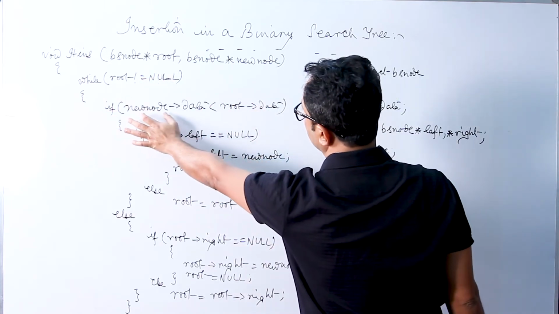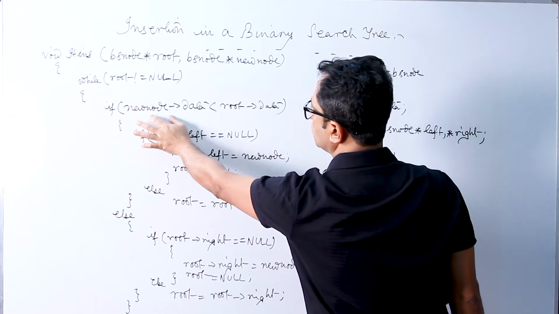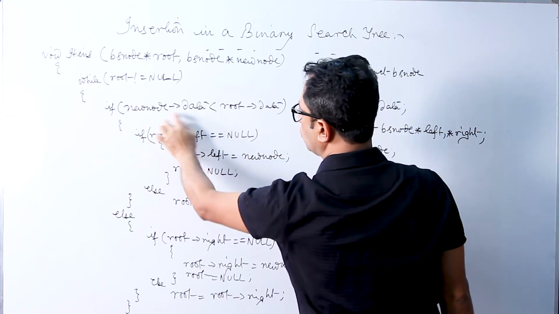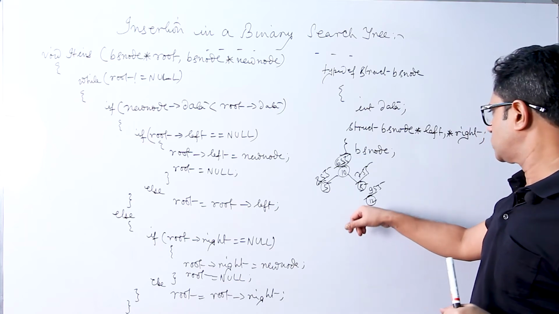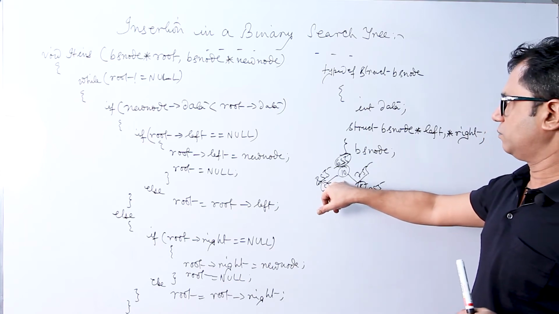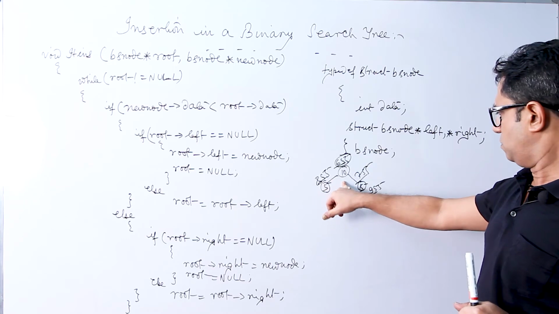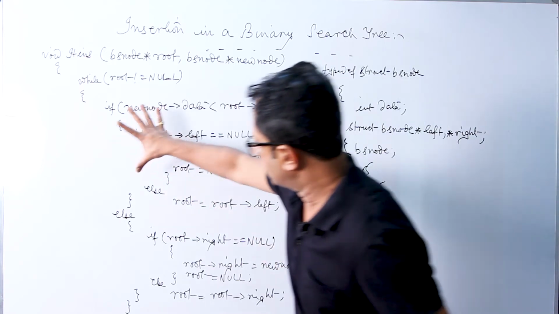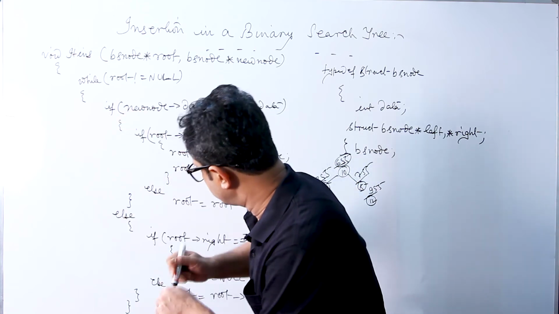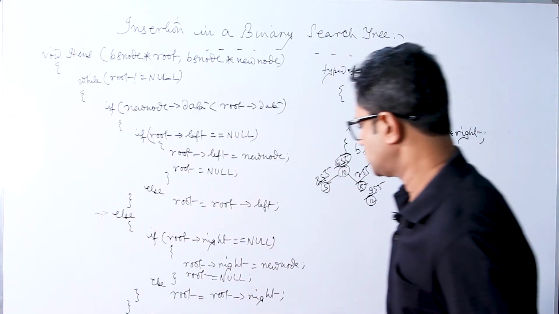After that we have written if new node data less than root data. So new node data is 12. Is it less than the root data? No, it is not less than the root data. So we skip this entire if block and come to this else block and see what I have written over there.